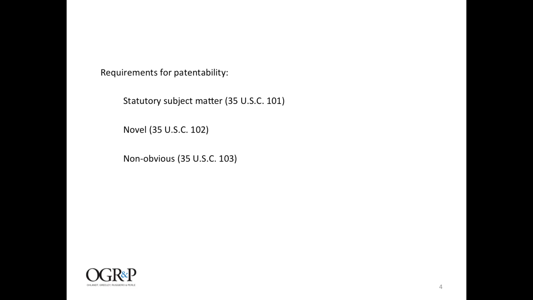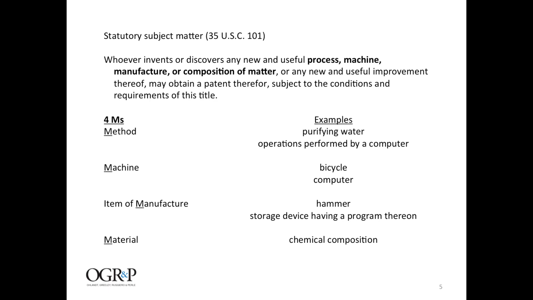Most of you are probably familiar with the criteria of novelty and non-obviousness. I say most of you because I believe that most of you have some experience with patents. Today's lecture regards the first of these three criteria, the statutory subject matter. That's the problem that we're going to discuss today. Next slide, on page 5.